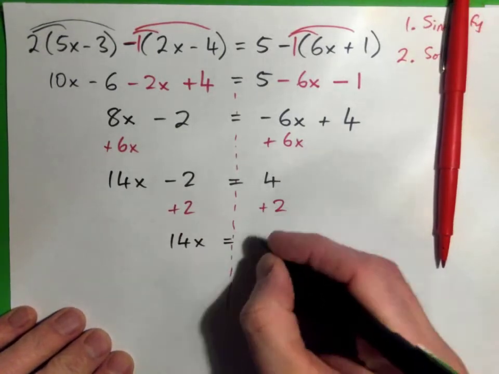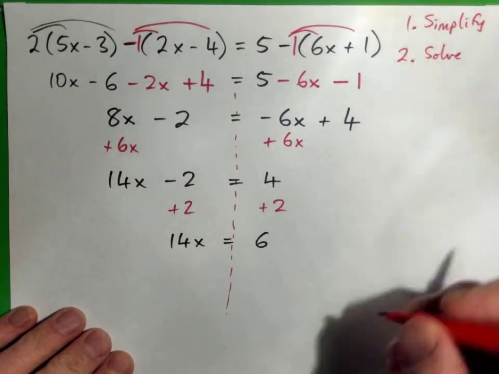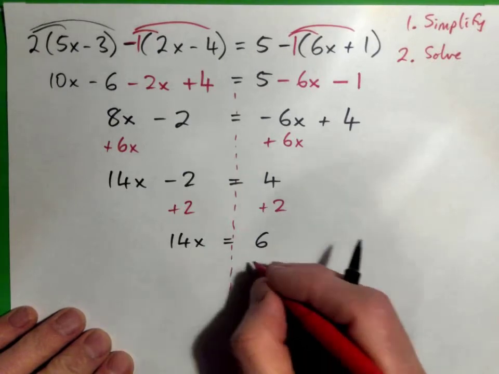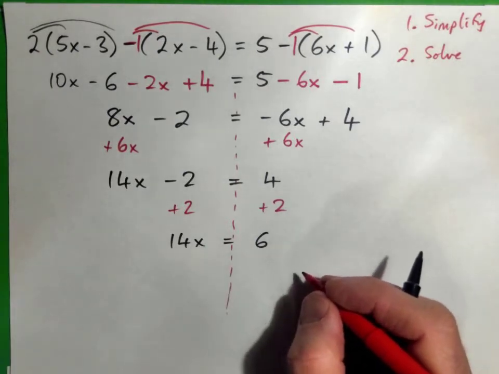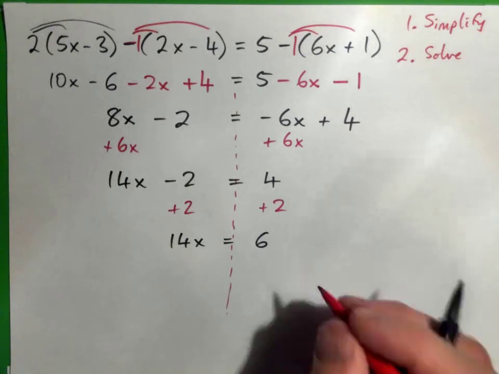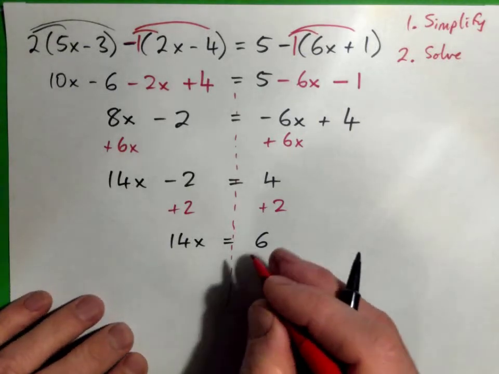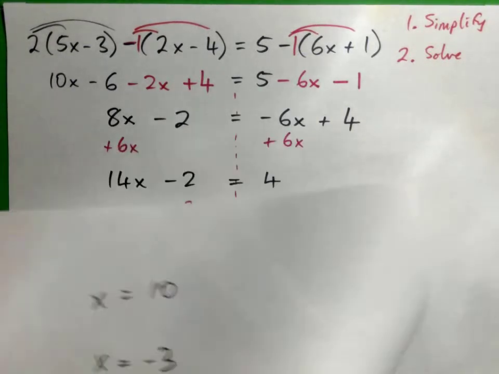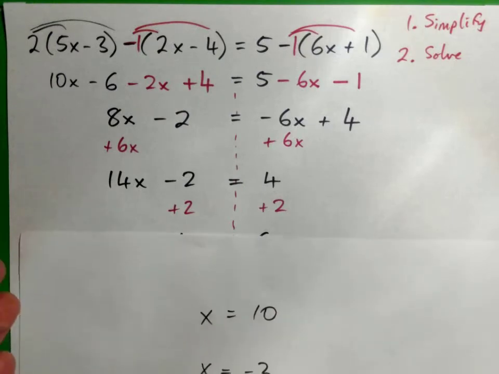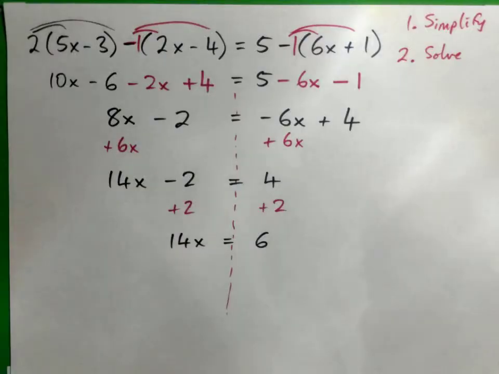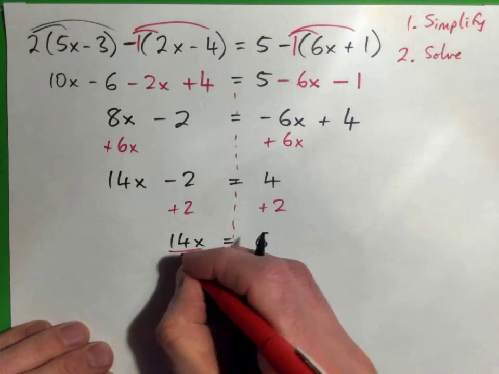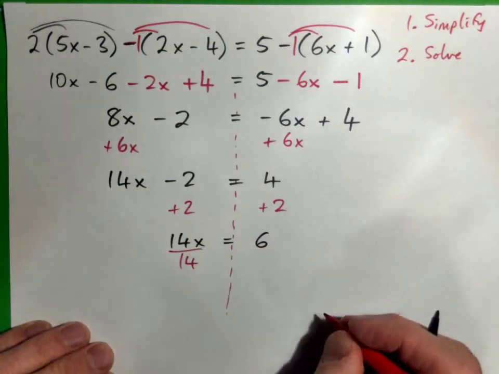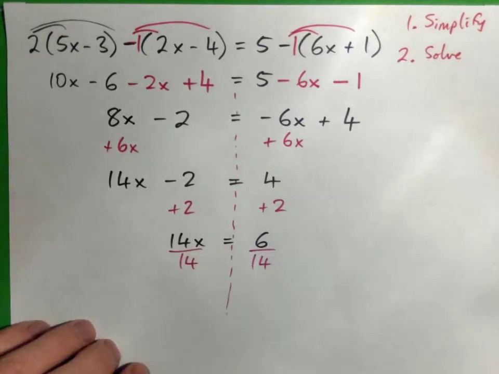14x equals 6. Now what? Well, you actually, even better, you want to get x on its own because the answer is to get x equals something, right? So x is being multiplied by 14, so just go ahead and divide by 14. And just go ahead and divide that by 14. Good to go.